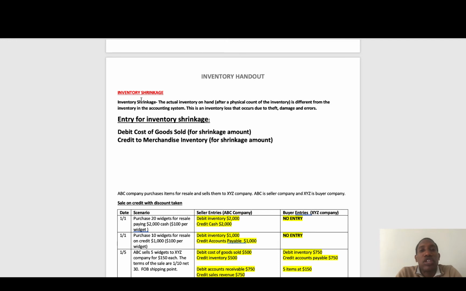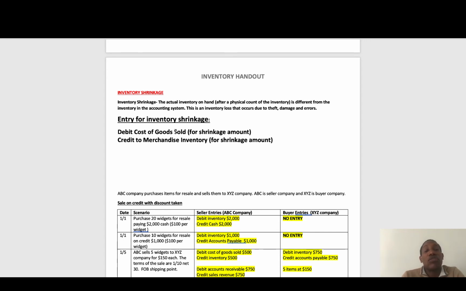And so inventory shrinkage, which can be very, very expensive, is when the inventory on hand, or the inventory in the store, is less than the inventory in the system. And so whenever we have that, we do what is called an inventory shrinkage adjustment, where we debit cost of goods sold and we credit merchandise inventory. We credit inventory because the inventory in our system should match the inventory that we actually have. So if there's shrinkage, we credit inventory for the amount of the shrinkage and debit cost of goods sold.